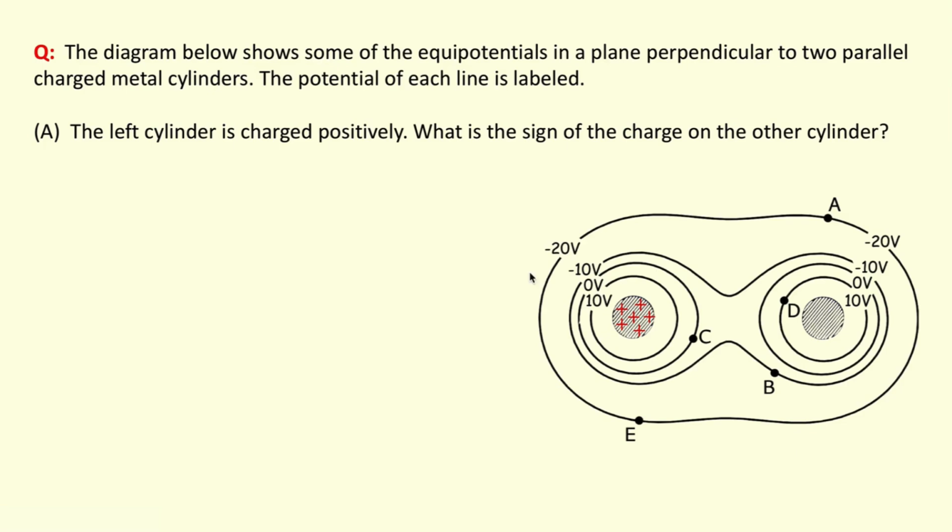The short answer, by looking at the potential values on the left side, we can say that the right cylinder is also charged positively. But let's dive into this answer and find out why it should be positive as well. To conceptually understand this answer, let's start with a single point charge instead of charged cylinders.